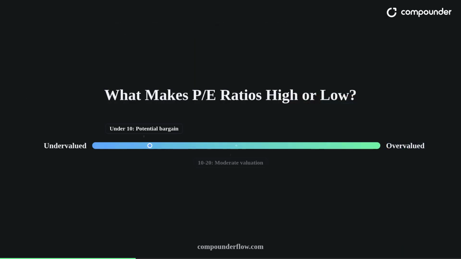Now, what makes a PE ratio high or low? Generally, a PE between 10 and 20 is considered moderate. Above 25 is typically viewed as expensive, while below 10 might indicate a bargain or potential problems. However, context is everything in valuation.